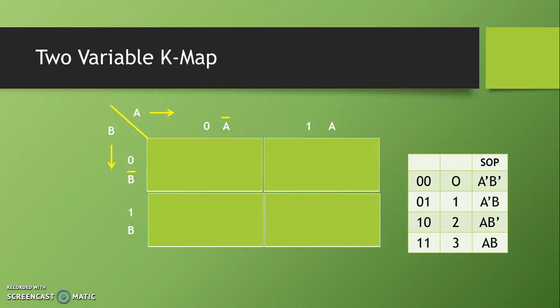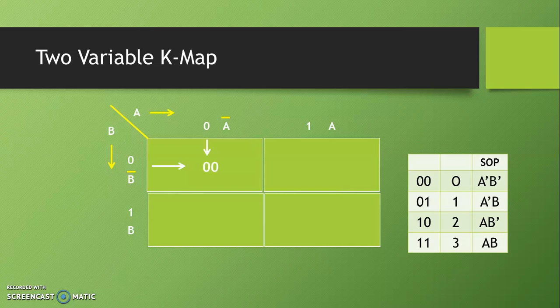Now let us define the product term of each cell. Suppose we take the first cell. Then we start with the MSB. MSB is A. So from A we take a 0 and from B also we take a 0. So the binary value of this first cell becomes 0, 0. And for 0, 0 we know that it is A bar, B bar. Product term is A bar, B bar.